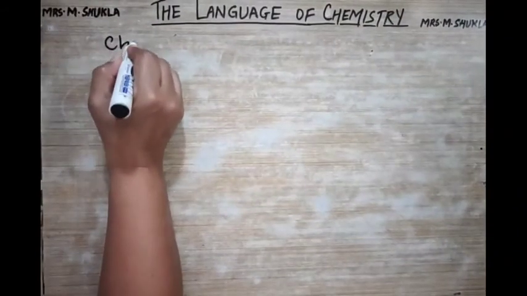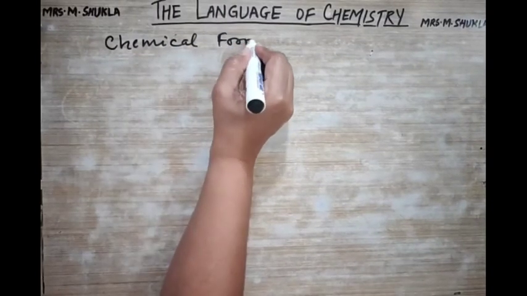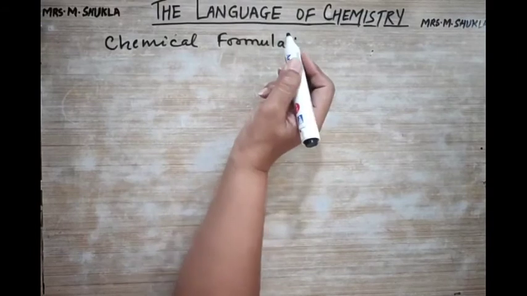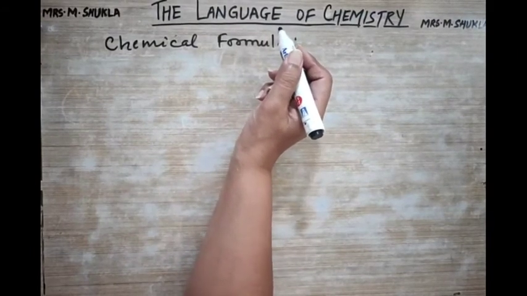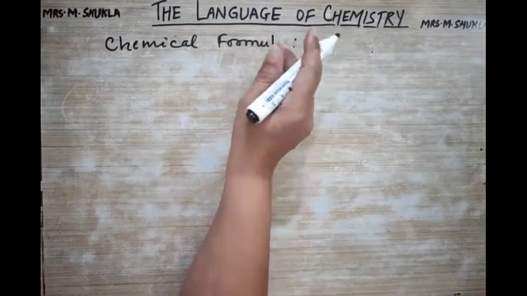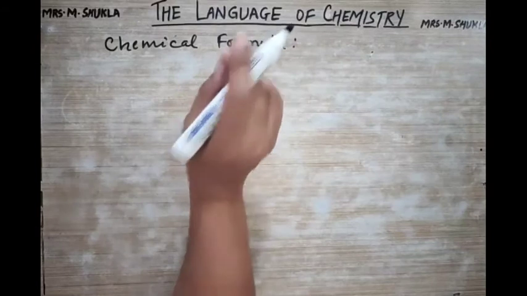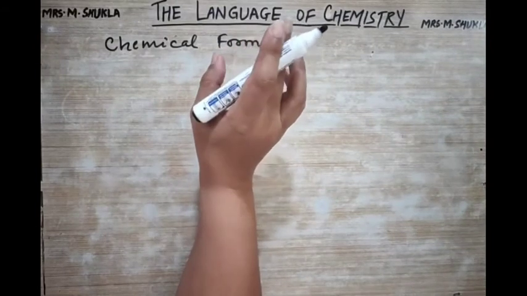Next we move to chemical formula. Now, what is a chemical formula? It is defined as the symbolic representation of a molecule of an element or a compound, right? It gives the exact number of atoms that are present in the molecule of an element.